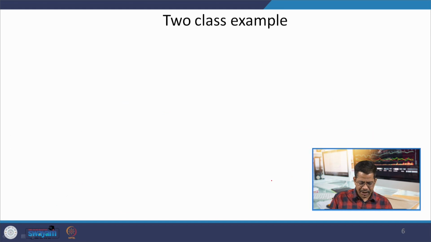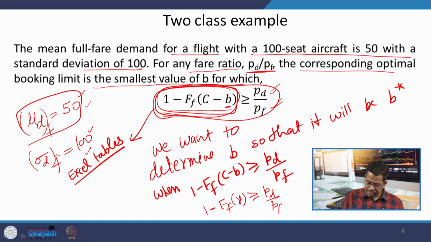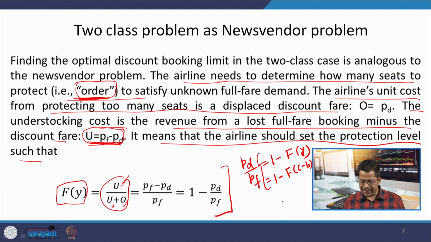Now, go for a minute to our previous slides, where we kept the same idea that 1 minus F(c minus v), that is 1 minus F(y), should be greater than or equal to pd upon pf. So, we are developing the same formula, 1 minus F(c minus b) equals pd upon pf. So whether we are coming from the decision tree approach or from the newsvendor problem approach, you will reach the same level of calculations.